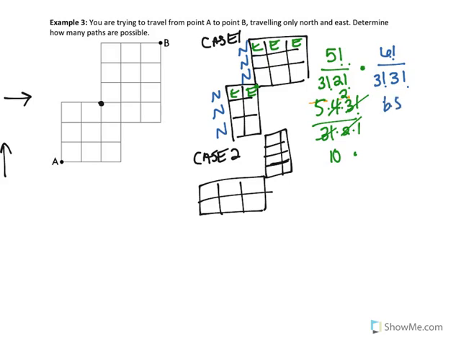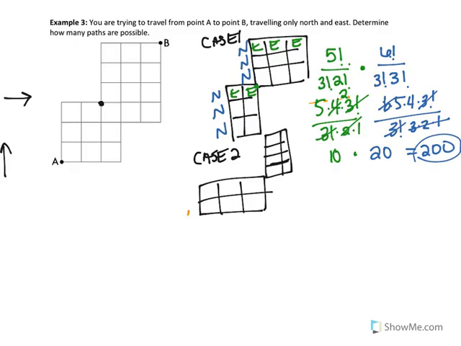Then we have 6 times 5 times 4 times 3 factorial over 3 factorial. One of them cancels. And then we have 3 times 2 times 1, and 3 times 2 times 1 is 6. So we're left with 5 times 4, which is 20. So there's 200 possible routes for case 1.